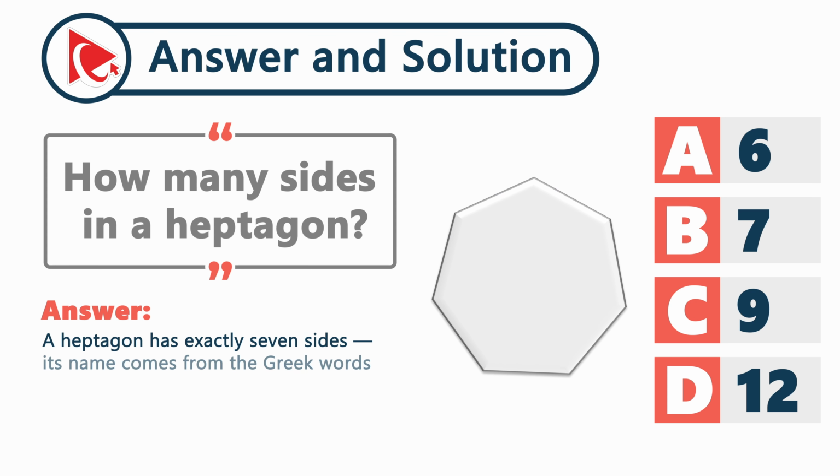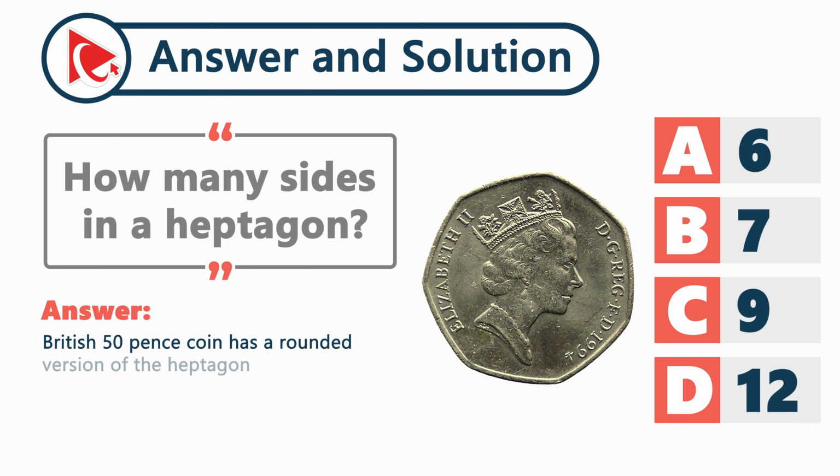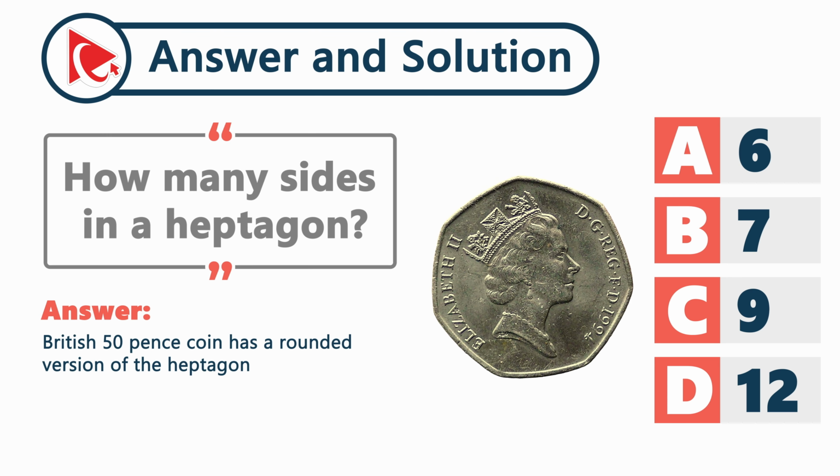A heptagon has exactly 7 sides, and its name comes from Greek words hepta, which means 7, and gonia, which means angle. The most notable memories of heptagons is British 50-cent coin, which has rounded version of this shape, even though I'm not sure how useful it is nowadays with all the inflation going.